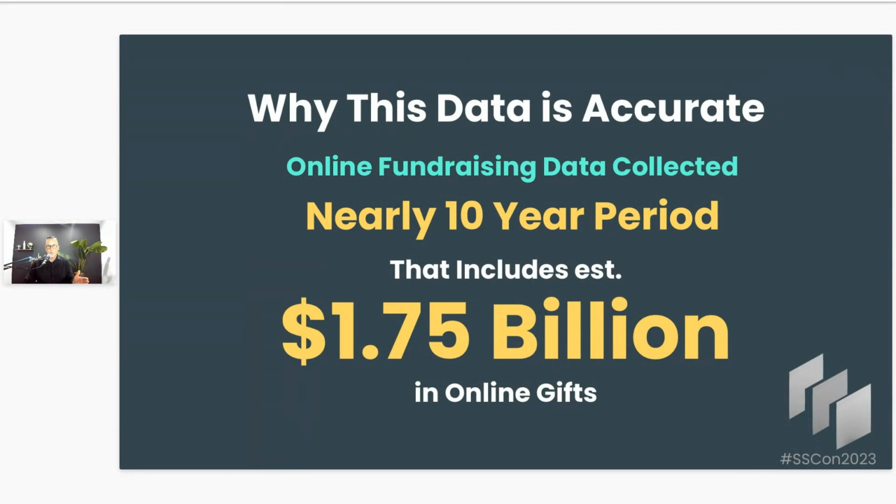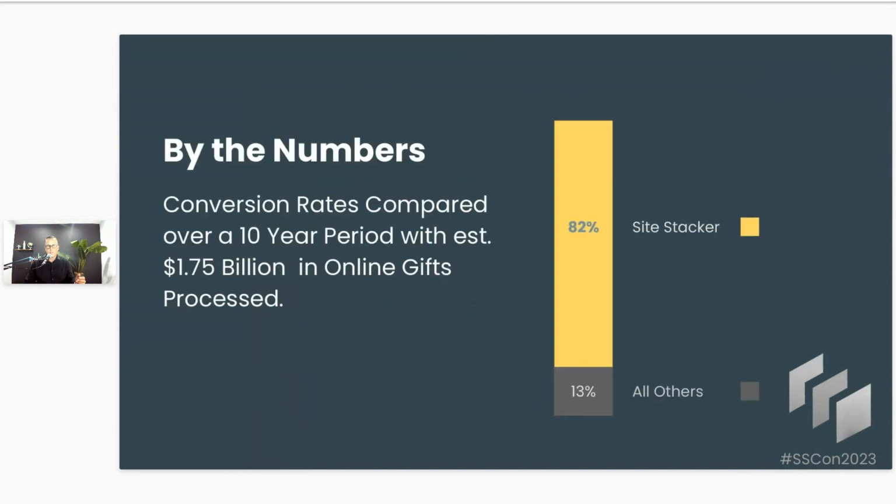One of the reasons the data we're sharing is so accurate is not only that it was taken over a 10-year period, but because the data set now includes over $1.75 billion of funds raised in online gifts for missionary sending agencies and child sponsorship organizations. So it's a pretty big data set. By the numbers, here's what we've found: compared to all the other approaches we've seen in the market and replaced, the all-time average for SiteStacker, the way we do online giving, across all organizations is 82%, which is really, really high.